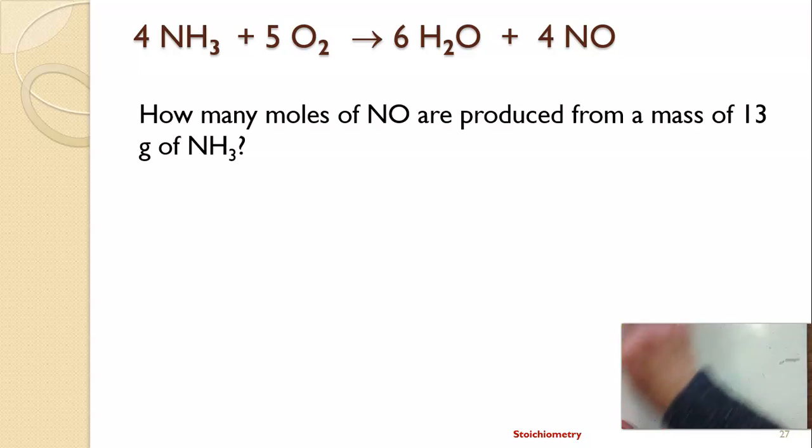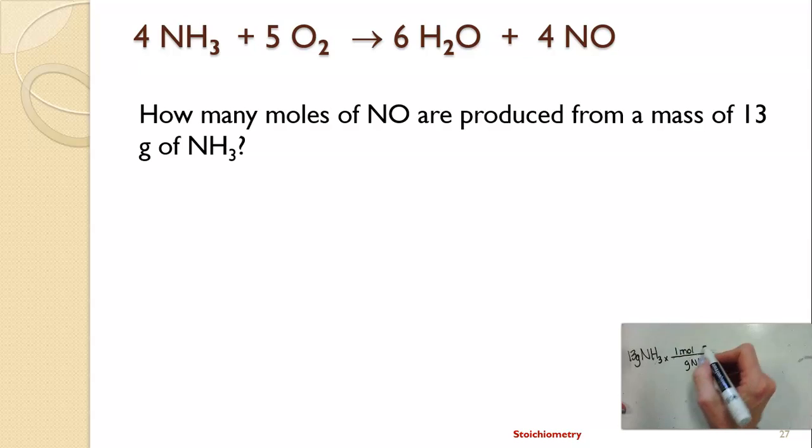Okay, we're going backwards. It's okay to go backwards. You can do that. No worries. Start by writing your given. The given is 13 grams of ammonia. Got to convert to moles first. So in order to convert to moles, I'm going to just go down grams of NH3. And I'm going to convert this into molar mass. 1 mole of ammonia is how many grams of ammonia?